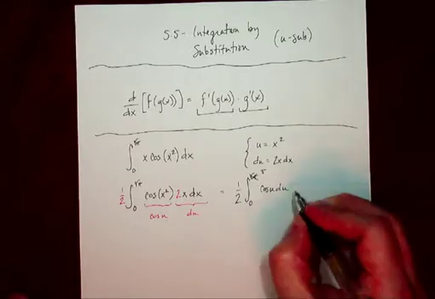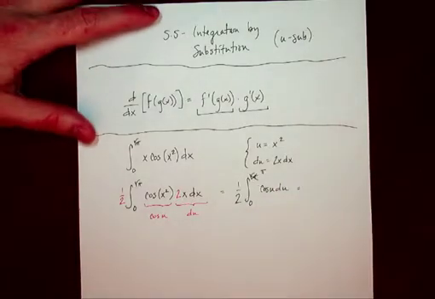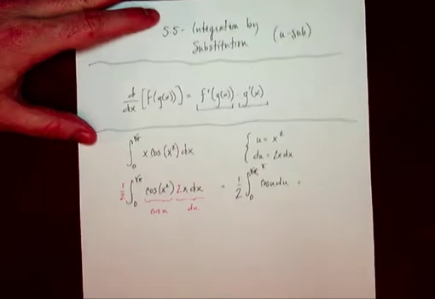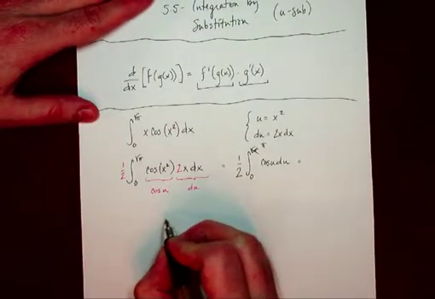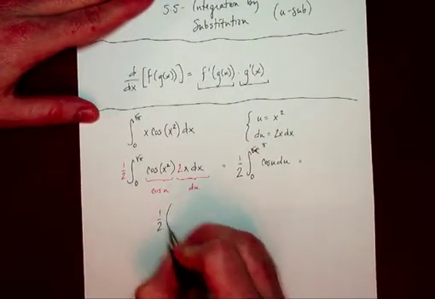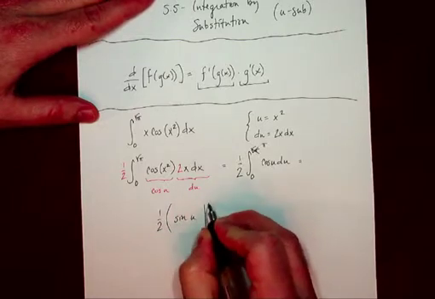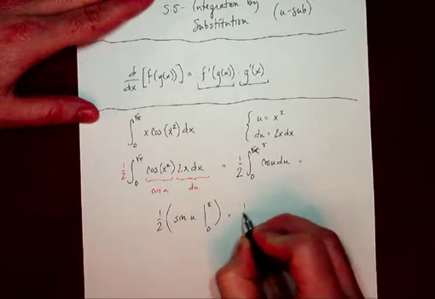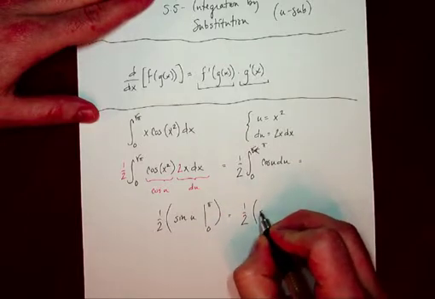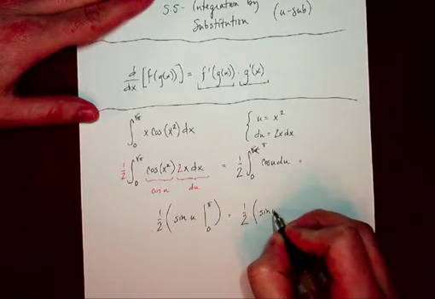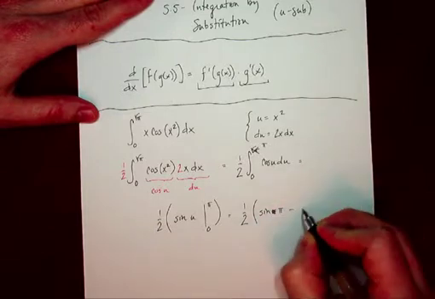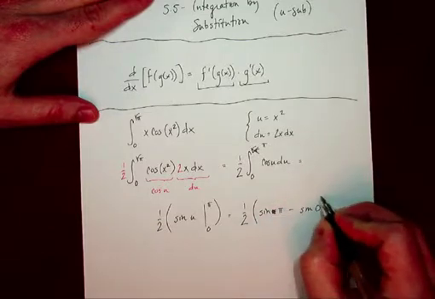That's why I highly suggest that you change the limits of integration from x values to u values. Now, we know that cosine is the derivative of sine, and therefore when I evaluate this, I simply need sine u from 0 to pi, or 1/2 of sine of pi minus sine of 0.